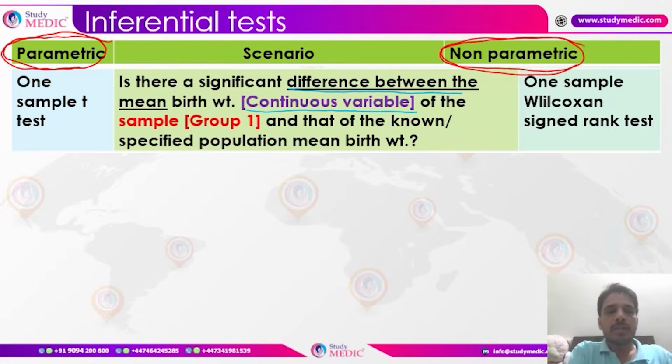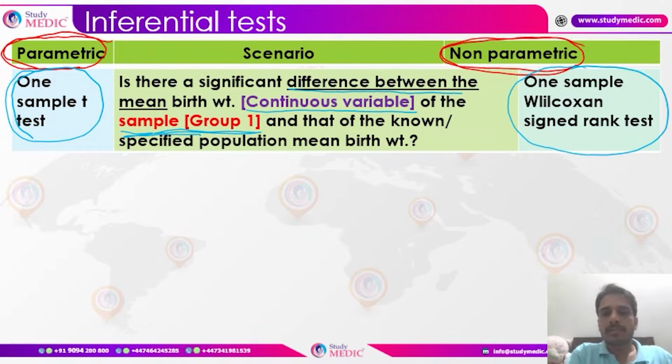That means here we are only having one group. In such a case, if you want to test the significance of difference between the mean of one group with the known group, and this birth weight is normally distributed, we use what is called the one sample t-test. Now if it is not normally distributed, the non-parametric equivalent is the one sample Wilcoxon sign rank test.